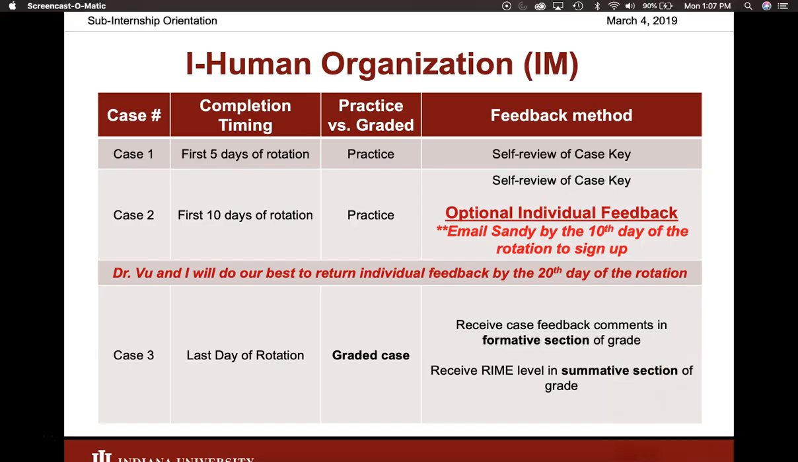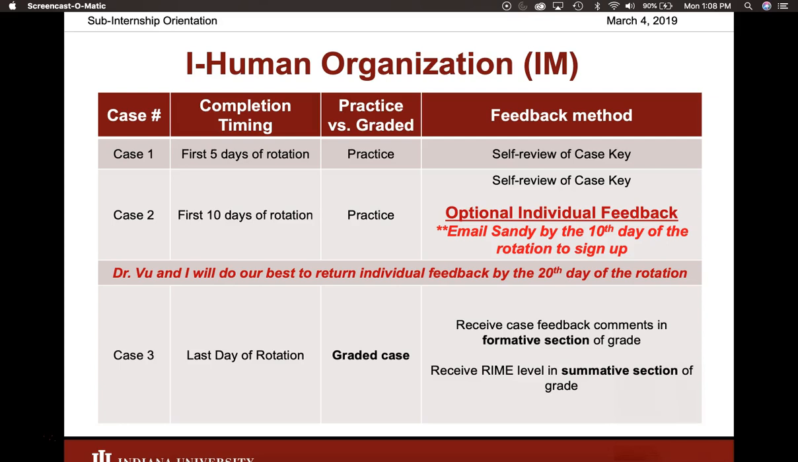This slide demonstrates the overall structure of our iHuman use, and in particular demonstrates how the calendar of the rotation will correspond to your case play. This is specific to internal medicine, but in general, the family medicine and pediatric rotations will follow a similar structure.